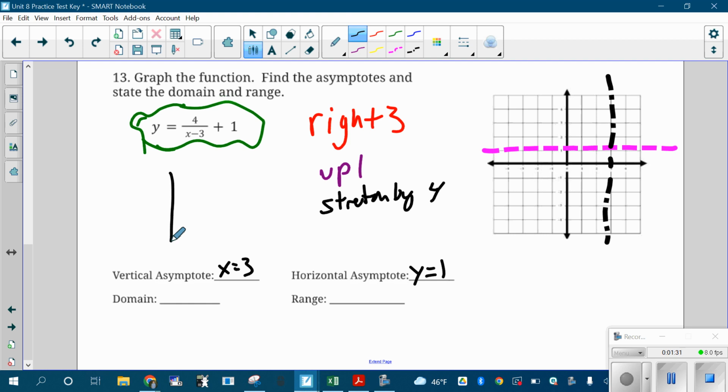I like to make a little table. I'm going to pick maybe x equals 5 and maybe x equals 1, just to get a couple of points. I'm going to plug it in, and I'm just going to do it by hand. I think it's easier. 4 divided by 5 minus 3. 5 minus 3 is 2. 4 divided by 2 is 2. 2 plus 1 is 3. So I know a point on my graph is over 5, up 3.